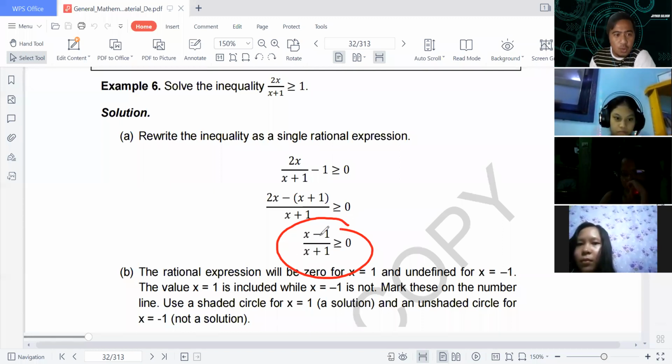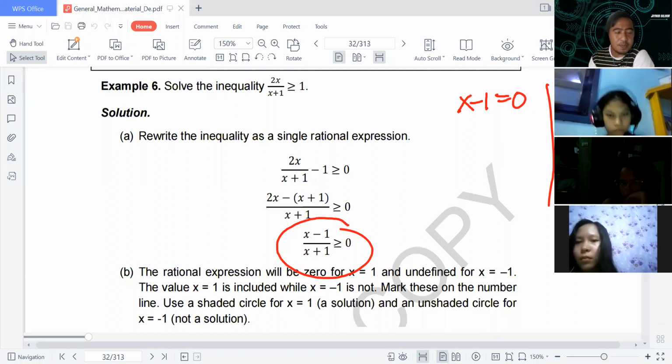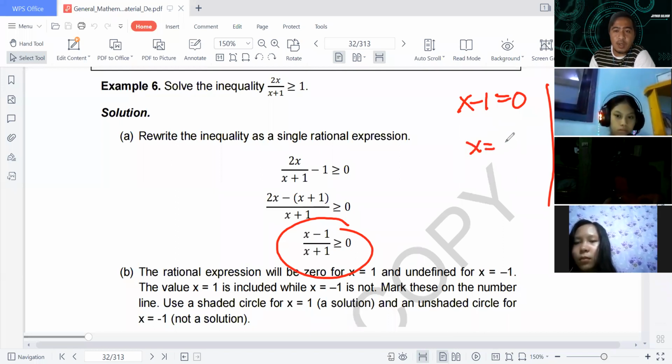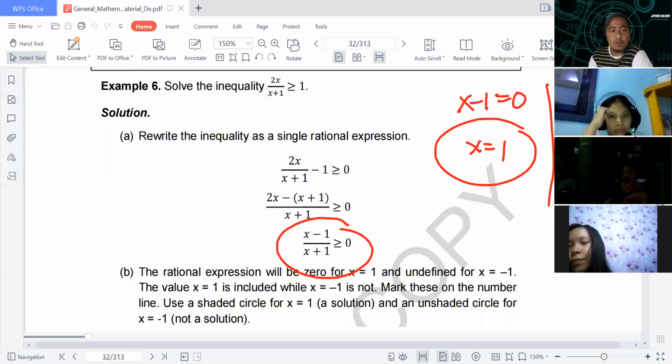So, there are only 2 here, right? You only have x minus 1 equal to 0 and in the denominator, x plus 1 equal to 0. You equate each factor into 0. Now, you will solve each value. So it will be now equal to 1. Here, it will be equal to negative 1. Again, you have positive 1 here because you transfer that. It becomes positive. It becomes negative if you transfer to the other side. So these are the values that you will be using.